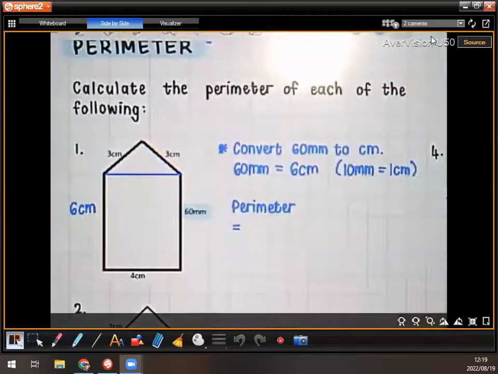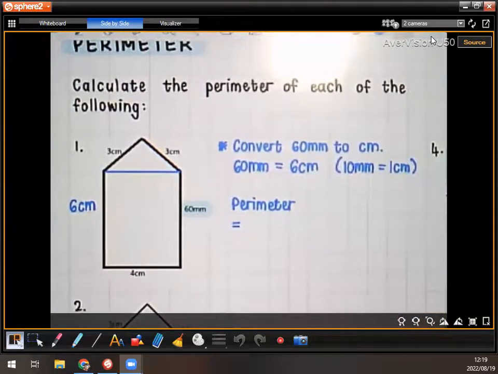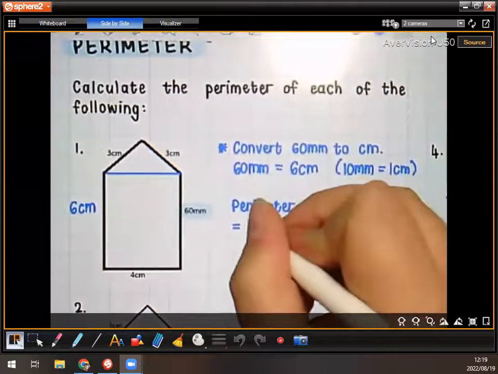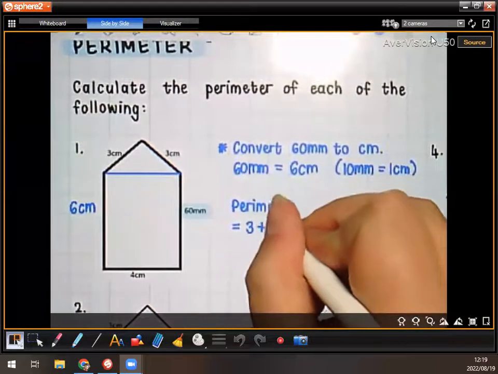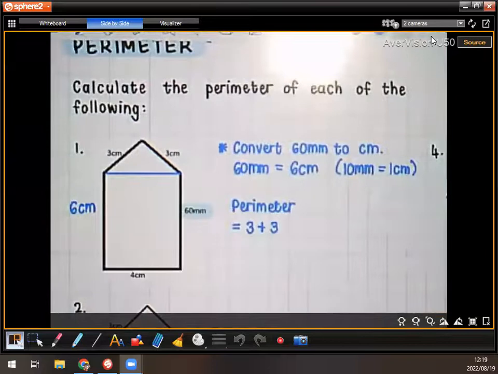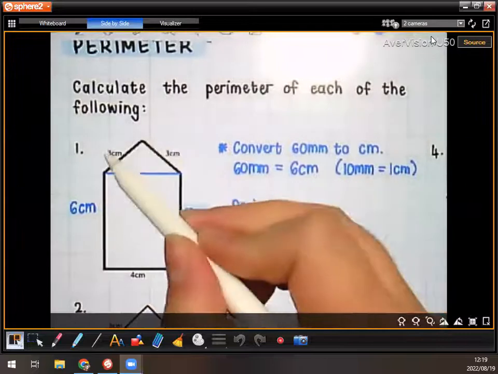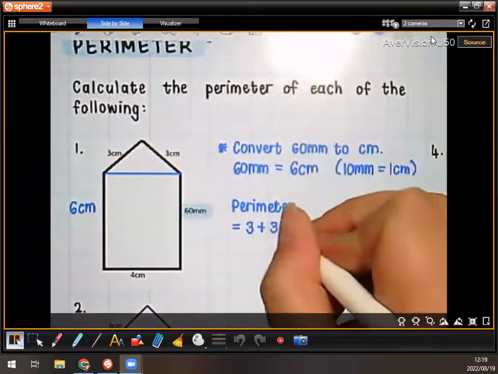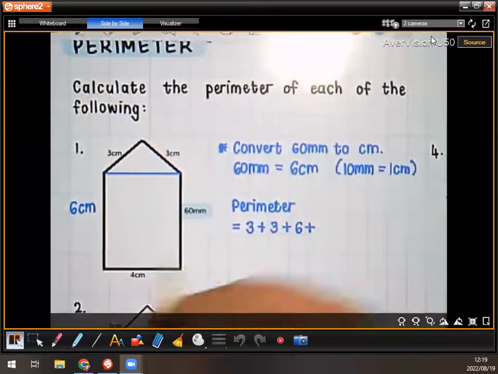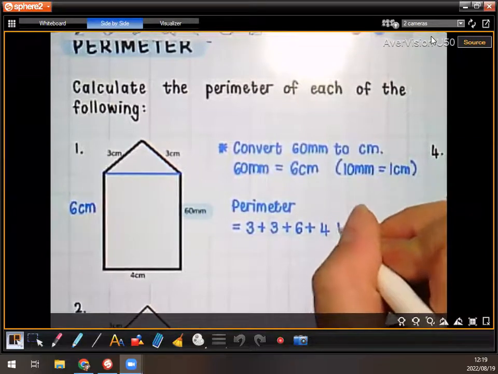is equal to 3 plus 3, so those two top sides. But these are right, 3 centimeters plus 3 centimeters plus 6 centimeters. You're just going to put your units in your answer. When you're calculating, you can just write the numbers. So 3 plus 3 plus 6 plus that bottom one, which is 4, plus another 6.